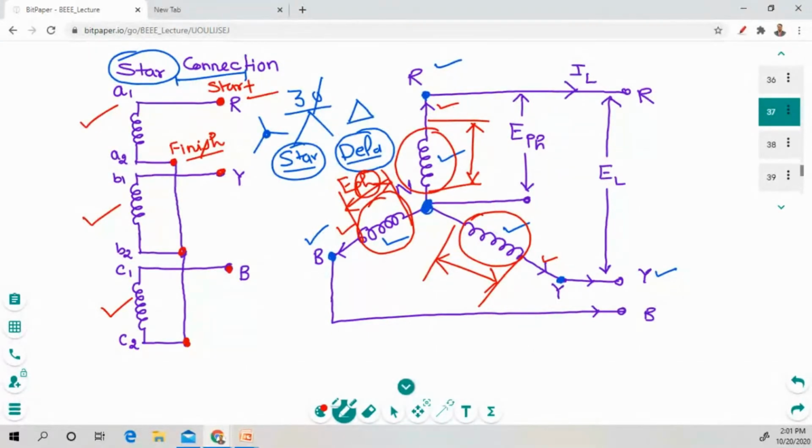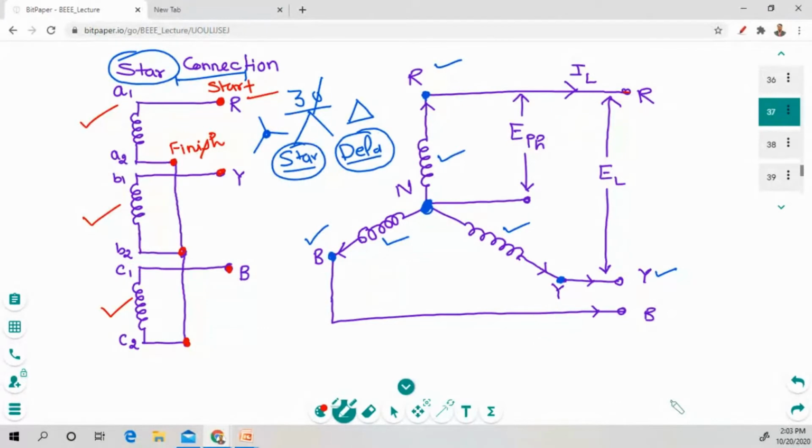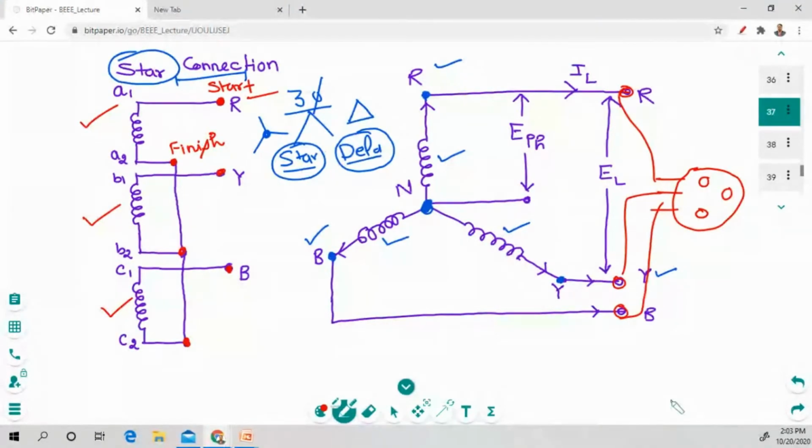As we can see, these phase windings generate different phase voltages and phase currents. These are three wires: red, yellow and blue. As you can see right here, these three wires are connected to this three-pin socket: red, yellow and blue. These three pins are connected to your transmission lines. Clear?